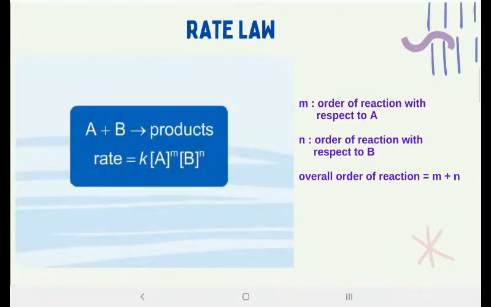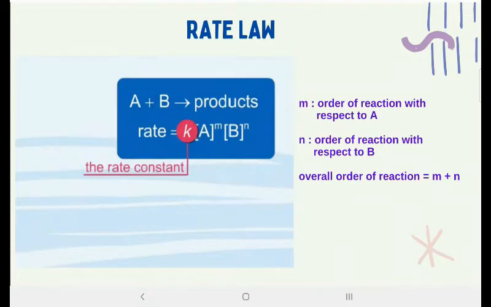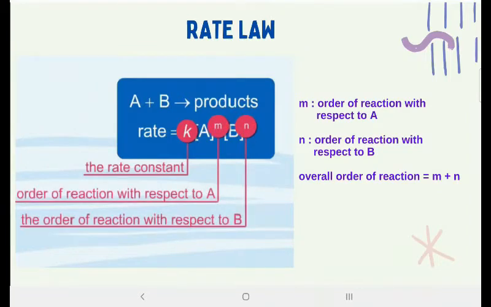Let us consider a reaction involving reactants A and B. The rate equation for this reaction takes the form: the rate is proportional to the product of the concentrations of A and B raised to powers m and n respectively. The proportionality constant K is called the rate constant. The exponents of the concentrations, m and n, are called the orders of reaction with respect to A and B. They are determined experimentally.